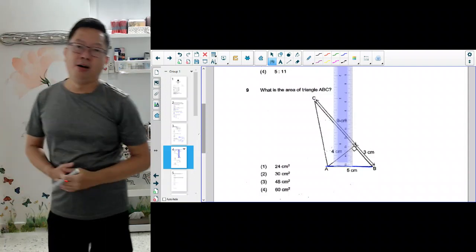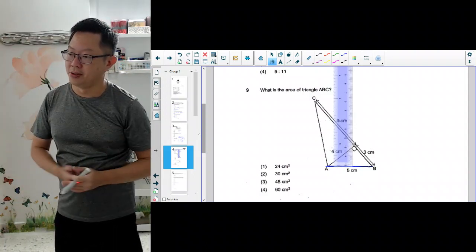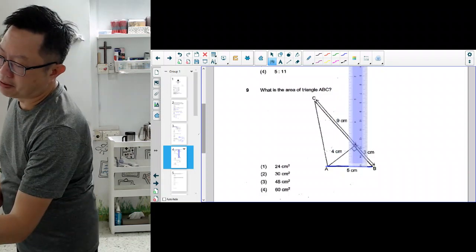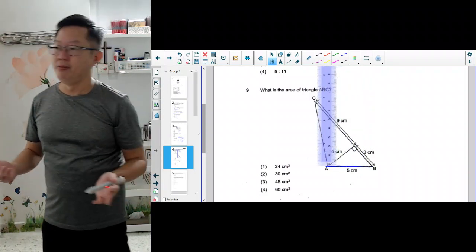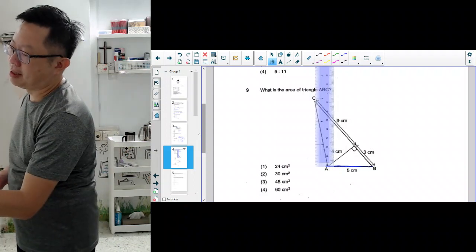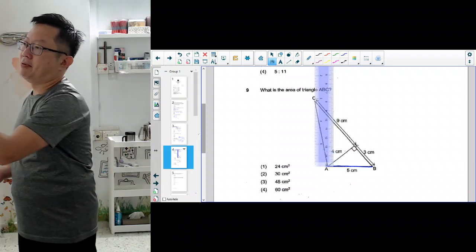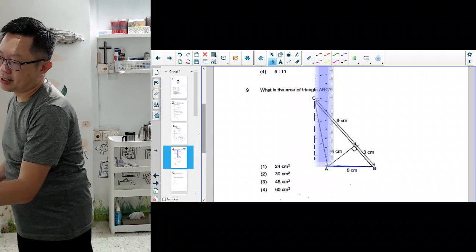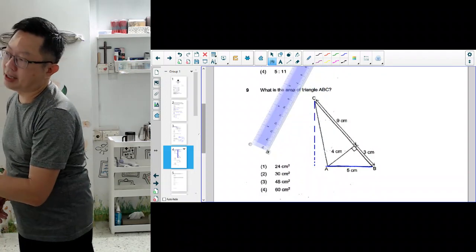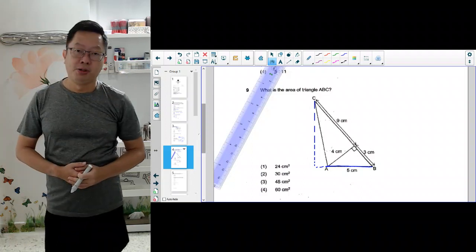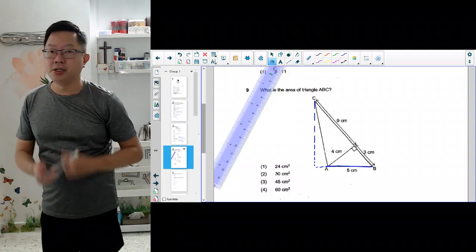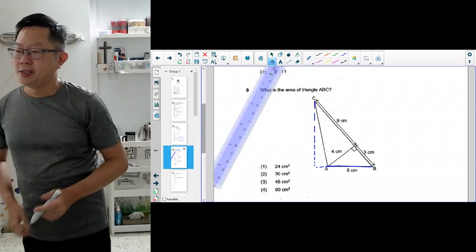So I put my ruler on the base that you have chosen, and I shift the ruler left, right, and I don't see a line that is parallel with the ruler, or the same side as the ruler. Because if I can see a line that is the same side as the ruler, that will be the height of the triangle. So which means that I have chosen the wrong side to be the base. So I have to change my side. Okay, so what do I do?